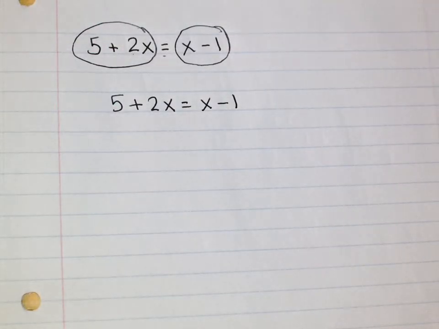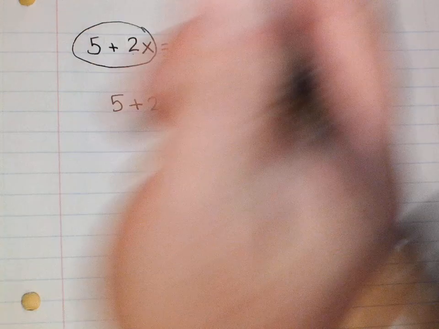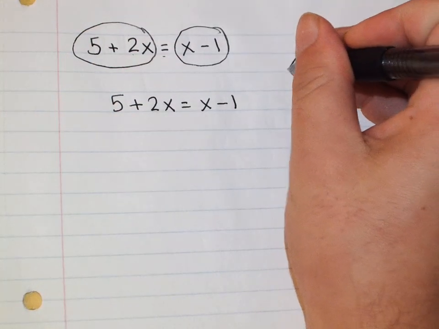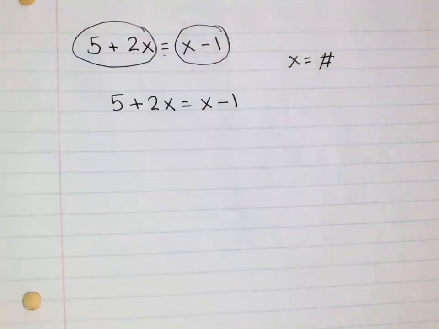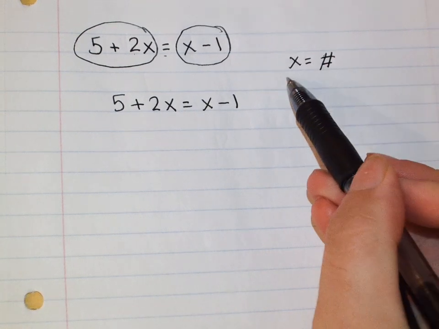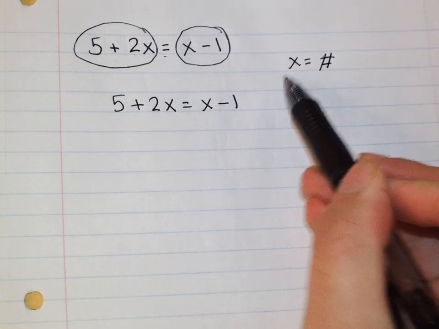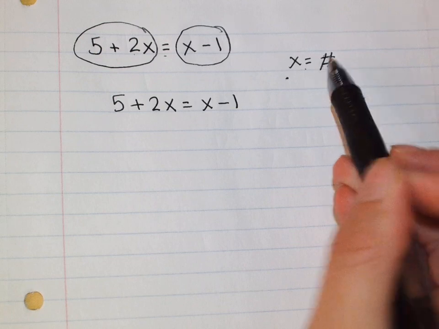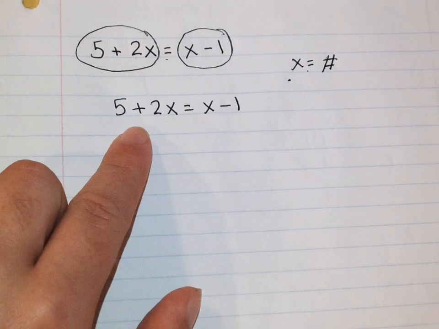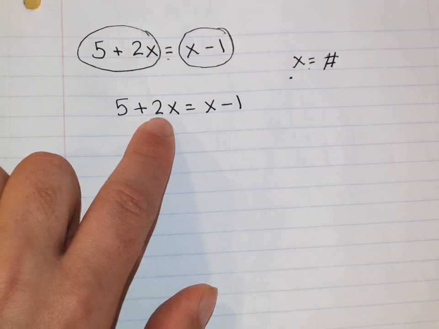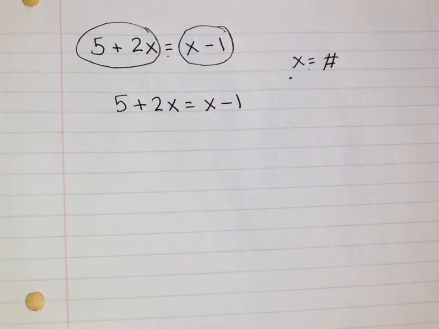Okay. Now, we know from previous years that in order to find the value of x, what you have to have is x equals a number. If you notice, x is on one side of the equal sign, and the value that it equals is on the other side of the equal sign. But we're not used to having an equation where there's variables on one side and variables on the other.